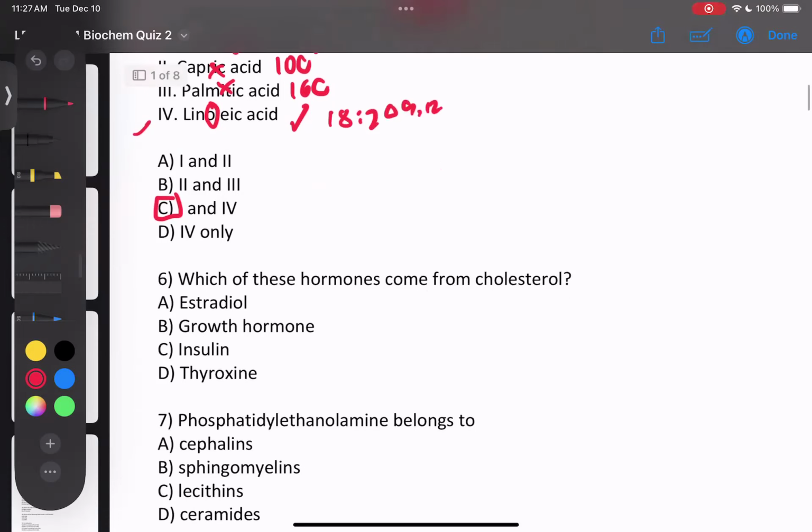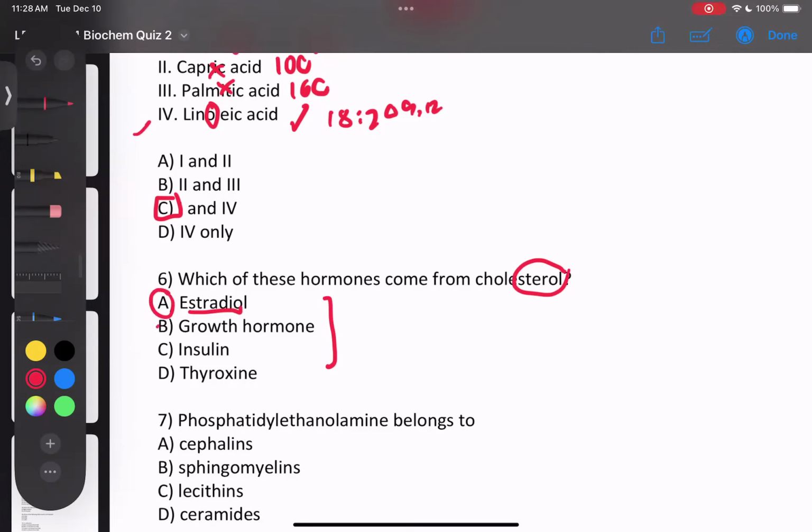Number 6, which of these hormones come from cholesterol? And remember, our steroid hormones usually have the "ster" in it, like testosterone or progesterone. In the choices, however, I intentionally avoided those words so it's not too obvious. But come on. If you know that testosterone is a sex hormone and progesterone is a sex hormone, that means that in general, sex hormones are steroids. Estrogens are part of that, right? Therefore, estradiol is also a steroidal hormone.